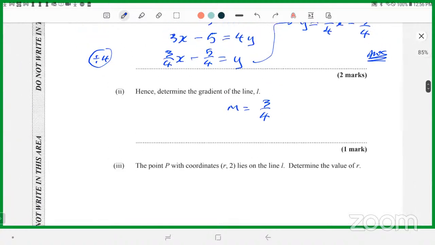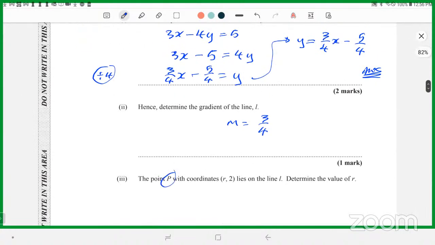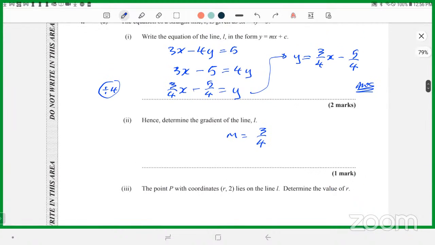Next part now says, a point P with coordinates (r, 2) is on the line L. You want to determine the value of r. Simple. If this is on the line, it means that it satisfies the equation of the line.